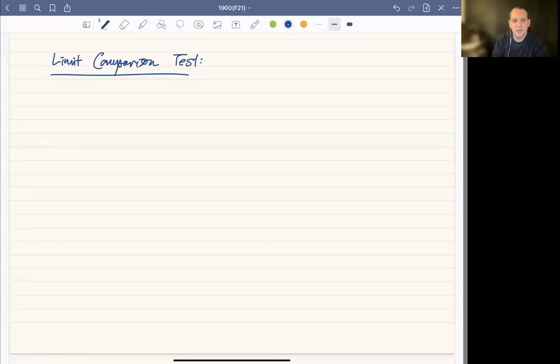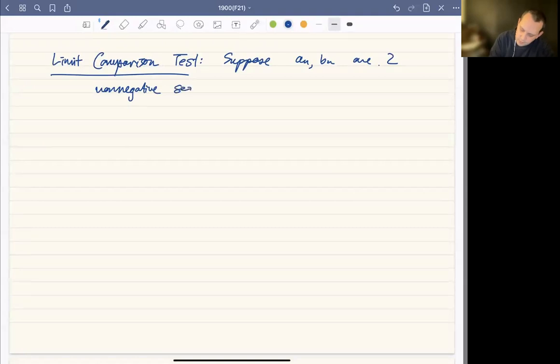So let me explain what it is in detail, and then we'll see it in action a few times, and hopefully that'll help clarify and answer whatever questions we have. So suppose we have a sub n and b sub n, which are two non-negative sequences. It's again important that everything is positive, or 0. So these are two sequences that are both greater than or equal to 0.